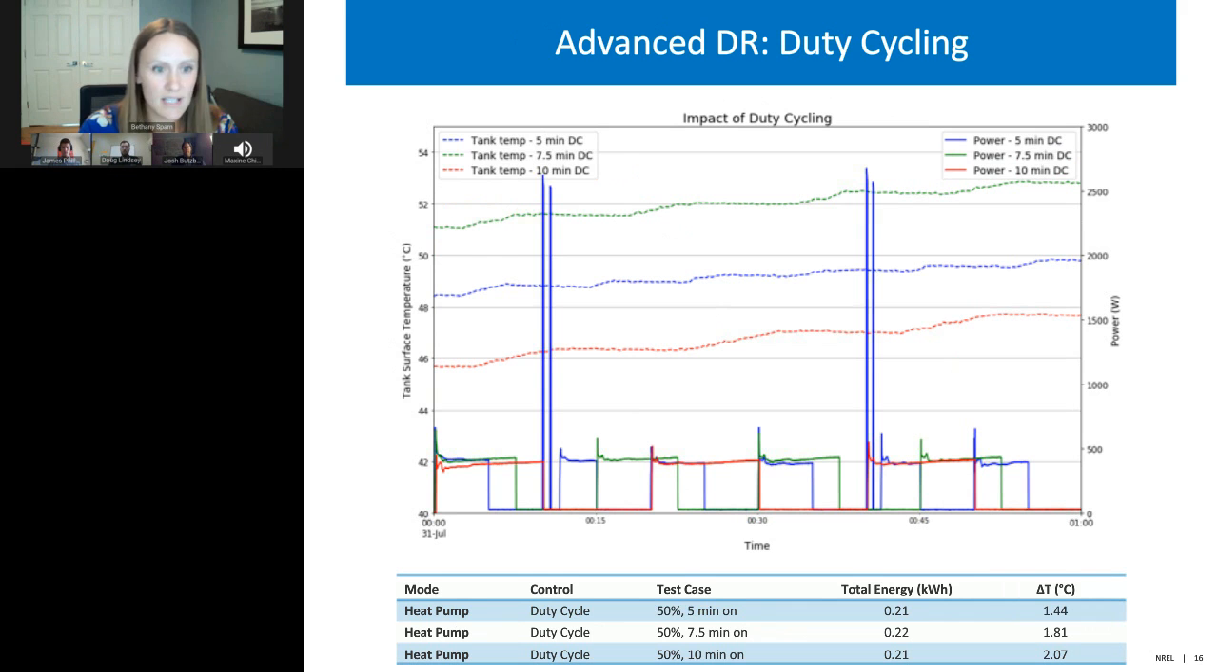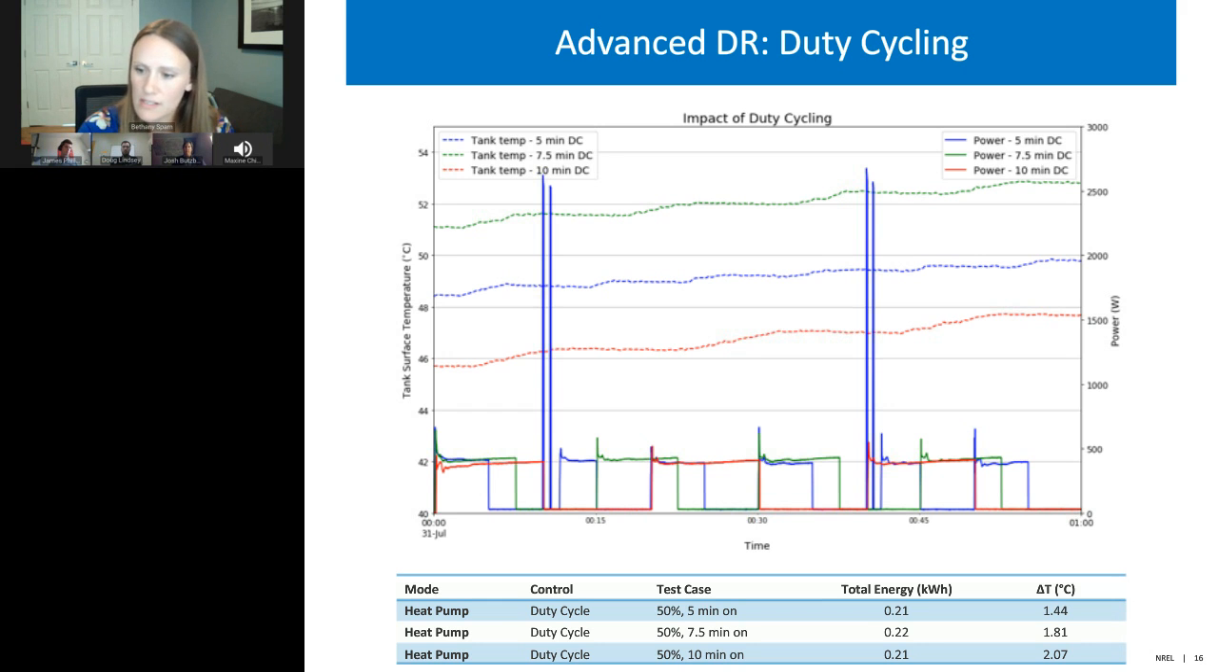And then the last one is duty cycling. So we started with about a 115-degree tank, and we ran through 3 different scenarios in sequence, an hour each. Each of these was a 50% duty cycle. The red line was 10 minutes on each time around, and then blue was 7.5 minutes. Oh, excuse me. Blue was 5, and then green was 7.5.